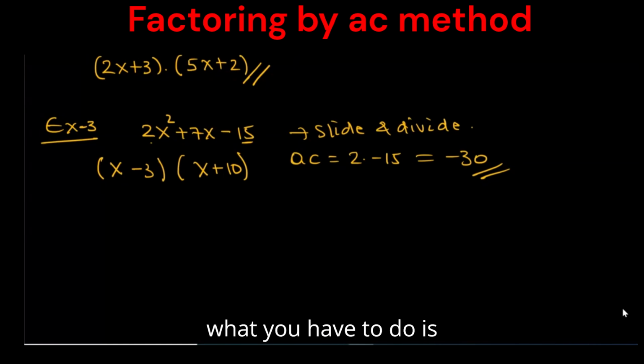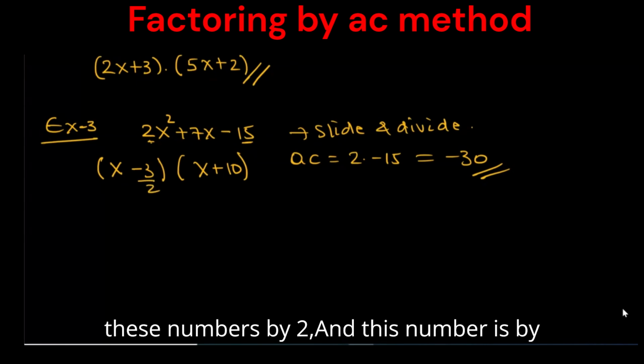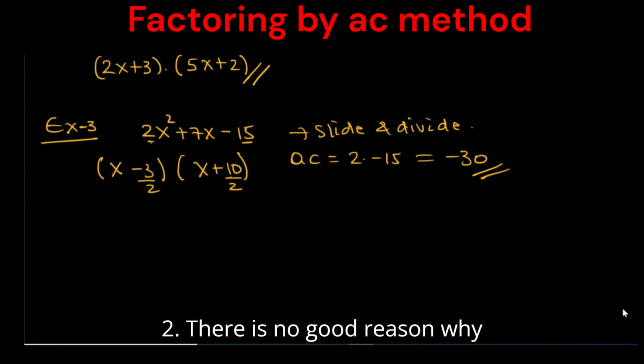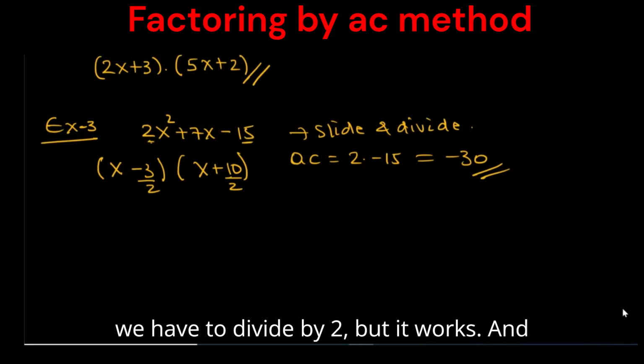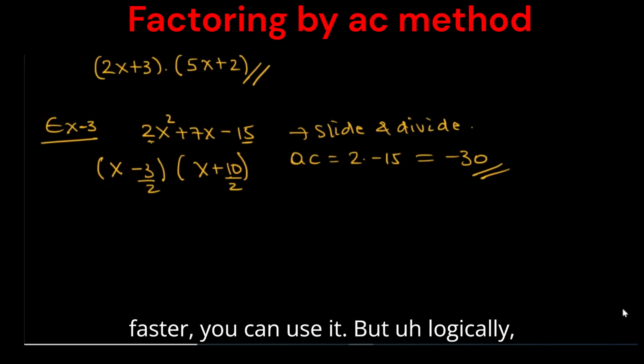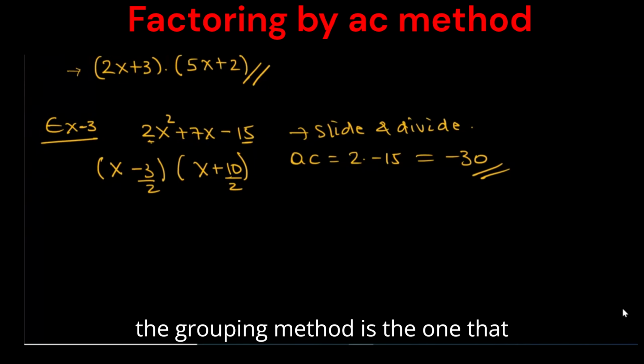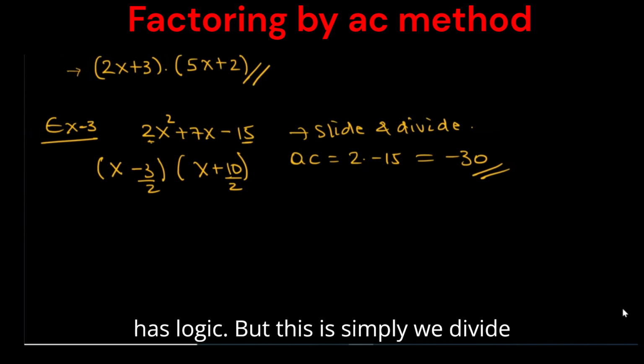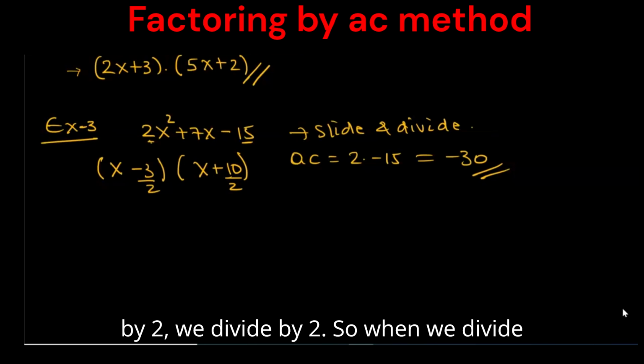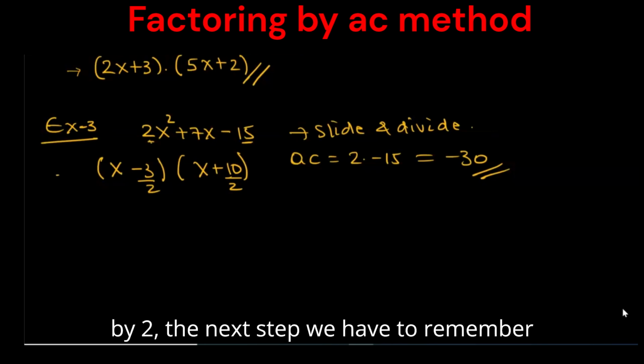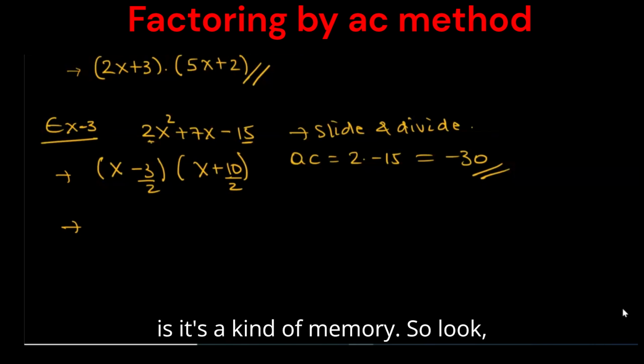Now, since you have 2 here, you divide these numbers by 2. There is no good reason why we have to divide by 2, but it works, and maybe it is faster. If you find it faster, you can use it. But logically, the grouping method is the one that has logic. So we divide by 2, and the next step is a kind of memory.